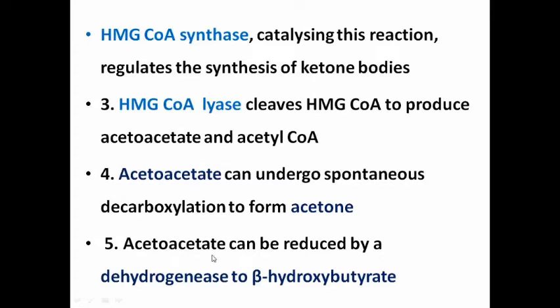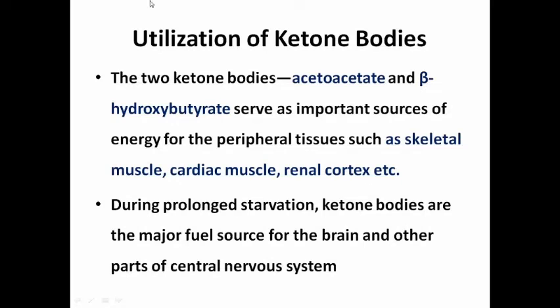Again, acetoacetate can be reduced by dehydrogenase activity, with removal of hydrogen, and it is developed into beta hydroxybutyrate. In one step acetone, a ketone body, is developed, and in another step beta hydroxybutyrate is developed. During decarboxylation acetoacetate is converted into acetone. During dehydrogenase action acetoacetate is converted into beta hydroxybutyrate. Now the ketone bodies are developed.